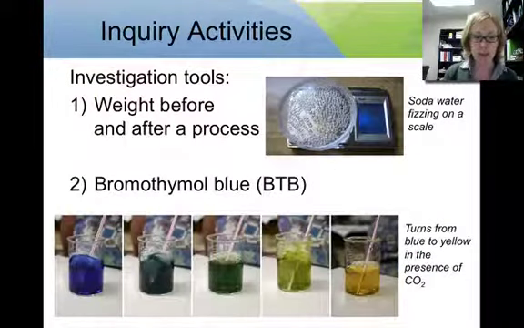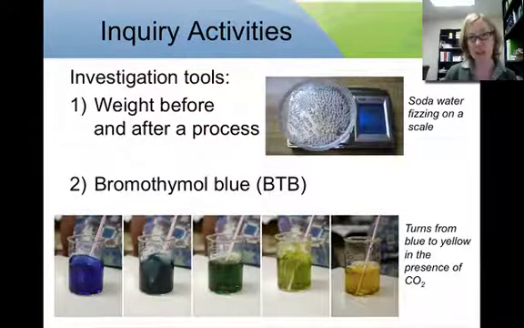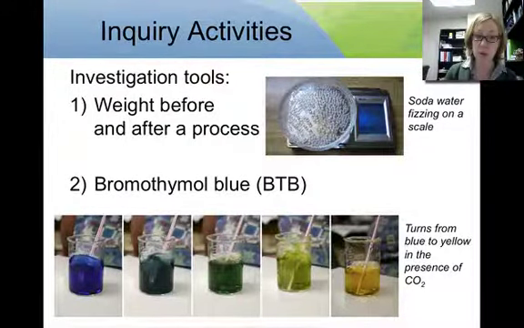Okay, so that was the heady cerebral stuff that we'll do more later, but now let's talk about the more fun stuff. So here are what some of the tools for the inquiry investigations are like. So in systems and scale and animals and plants and decomposers, students will measure the weight of something, so here's soda water, before and after a process, and they'll also use bromothymol blue, or BTB, to tell them about the presence of carbon dioxide. And these are the two tools that are used across these 4 units.